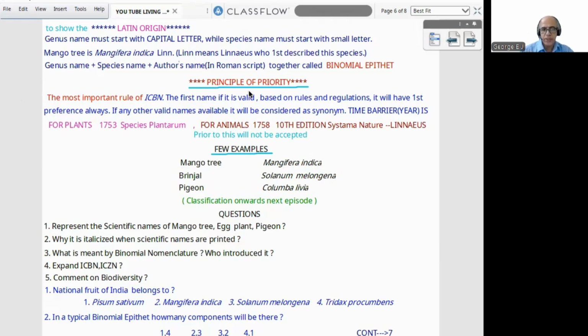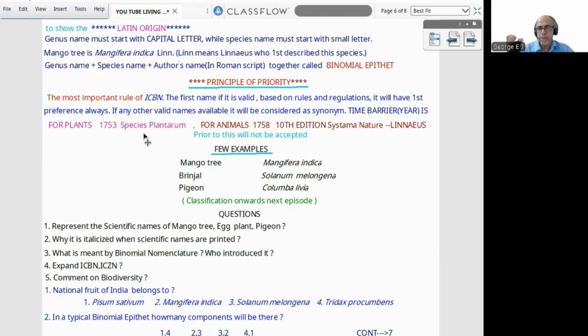Next, again, a predominant one, principle of priority. Suppose a question comes, which is the most important rule of ICBN? See, these all come under ICBN, the rules. So the most important rule of ICBN is the principle of priority. What does it mean? The first name, if it is valid based on rules and regulations, will always have first preference. If any other valid names are available, they will be considered as synonyms only.